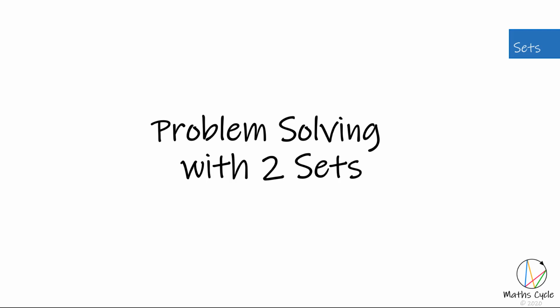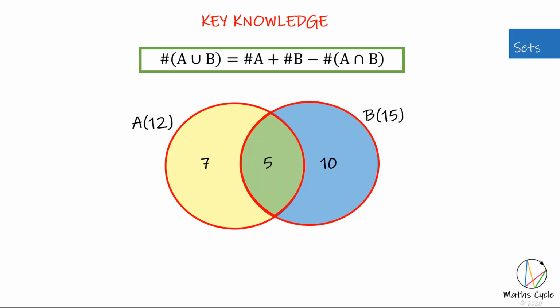Problem solving with two sets. Okay, some key knowledge here is that the cardinal number of A union B equals the cardinal number of A plus the cardinal number of B minus the cardinal number of A intersection B. So what does that mean? It's easier to understand if you look at the Venn diagram.